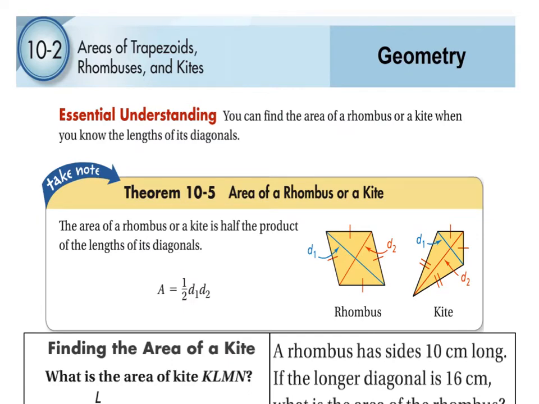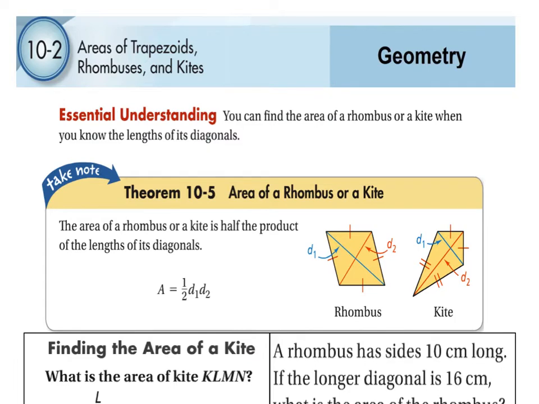This is section 10.2, part 2, where we're going to talk about the areas of rhombuses and kites. As you can tell here, you can find the area of a rhombus or a kite when you know the lengths of its diagonals. The area of a rhombus or a kite, both of them have the same area formula: half the product of the lengths of its diagonals.